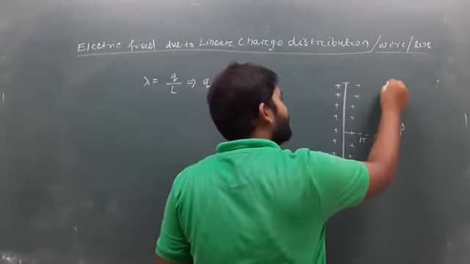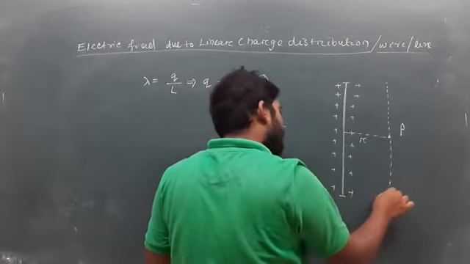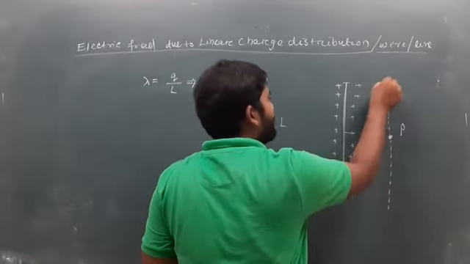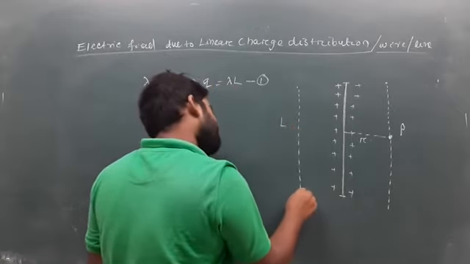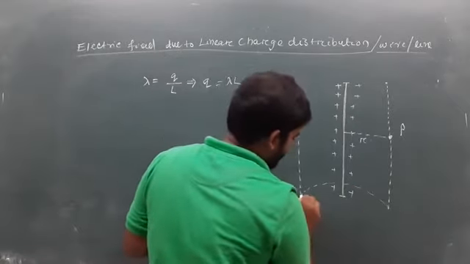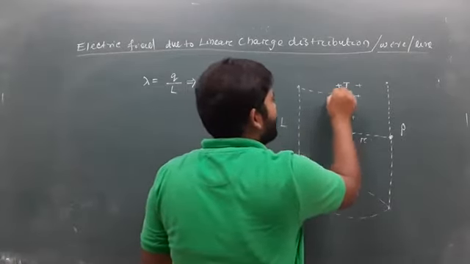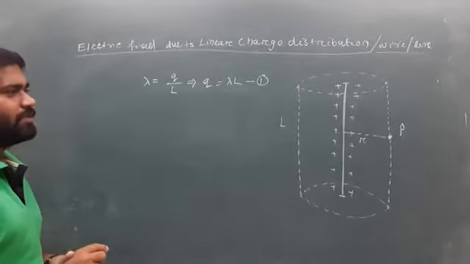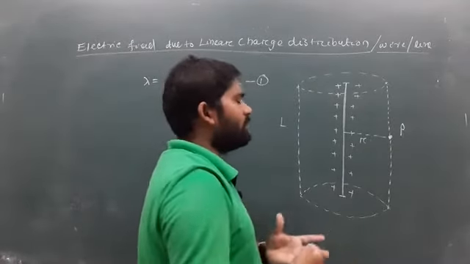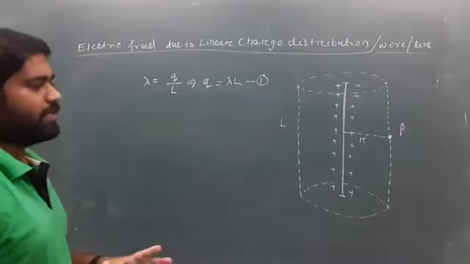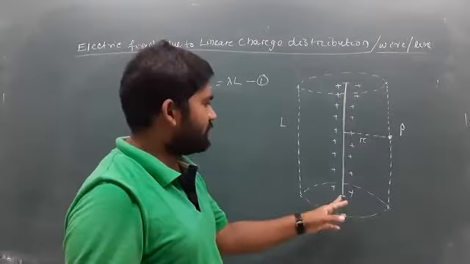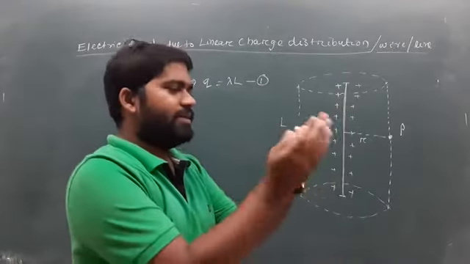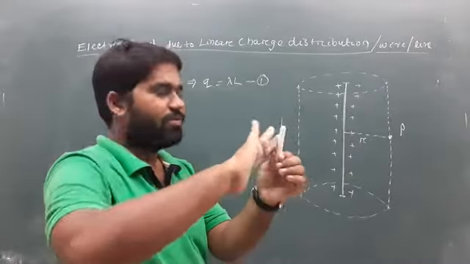So let us imagine a Gaussian cylindrical surface of radius r, that means it has to pass through the point of observation P, of radius r and length L. So that Gaussian surface has radius r and length L, and it passes through the point of observation P. Now when we draw a Gaussian surface, we find there will be three regions: the lower circular region, the upper circular region, and this curve region.